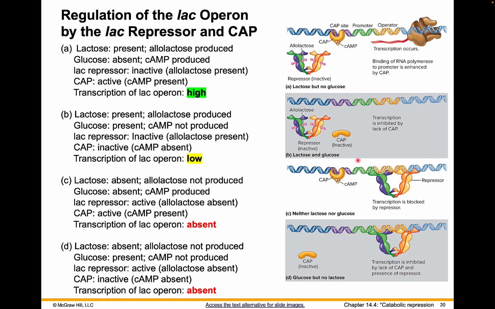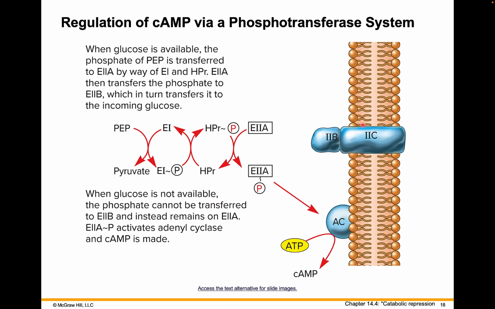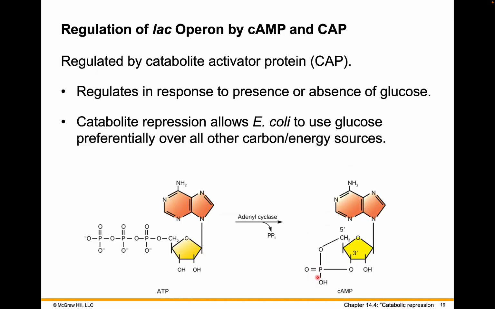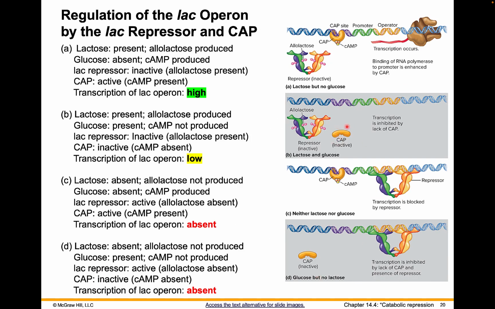You can see that as glucose is present, there will be no cyclic AMP production because the glucose is going to be converted to glucose 6-phosphate by the EIIA enzyme, and adenyl cyclase will not be phosphorylated to produce the cAMP. So no cyclic AMP, and the CAP protein is inactive and it cannot bind to the activator site.